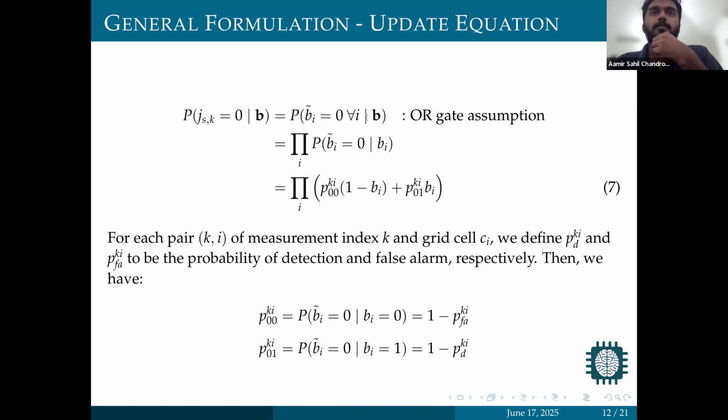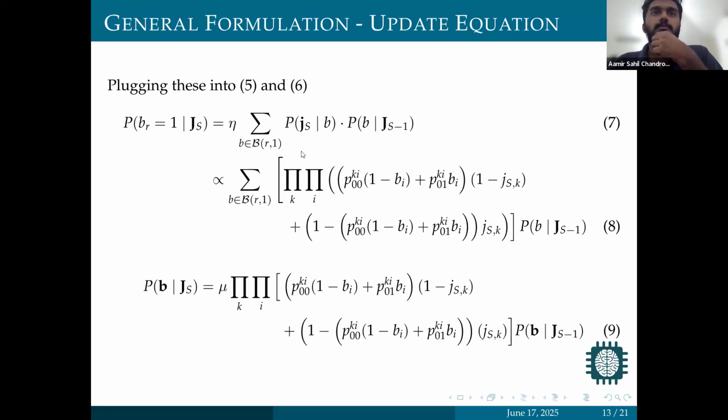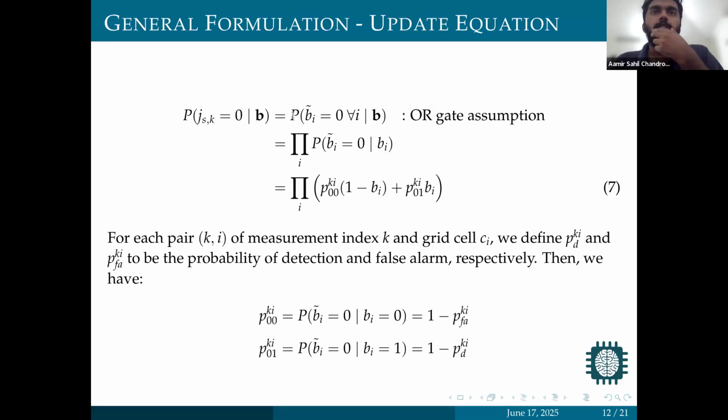With that, they are able to write this particular product as a probability as this product. And here there are two probabilities. Sorry, the first one is when B_i equals 0, and the second one is when B_i equals 1.